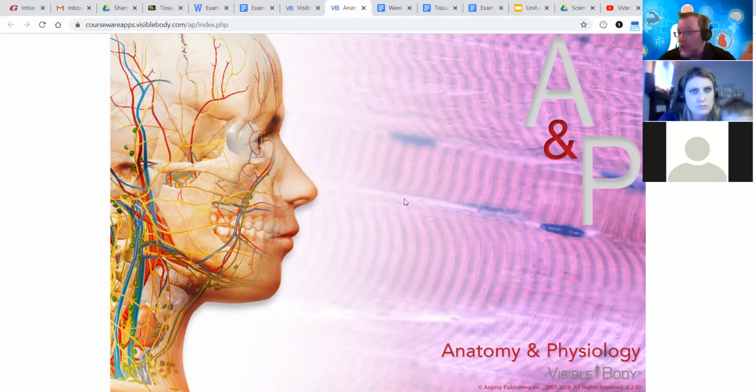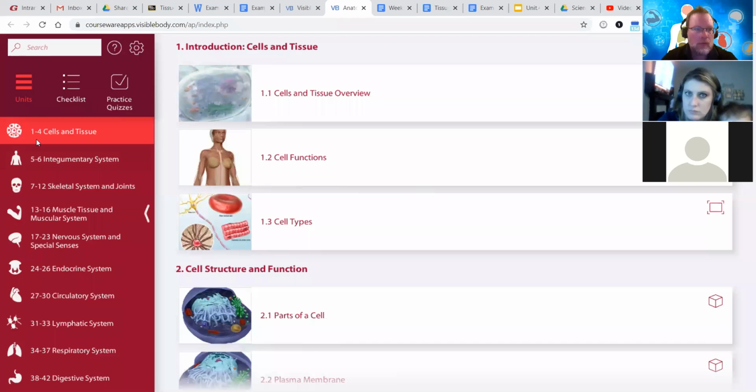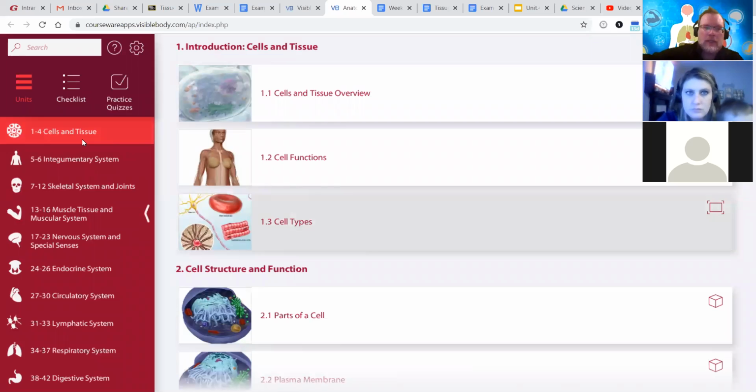And again, we're still going to be in this particular app in part 1, where cells were. Remember, the end of part 1 had the tissue. It's starting to kind of glitch out. There we go. So 1 through 4, cells and tissues.